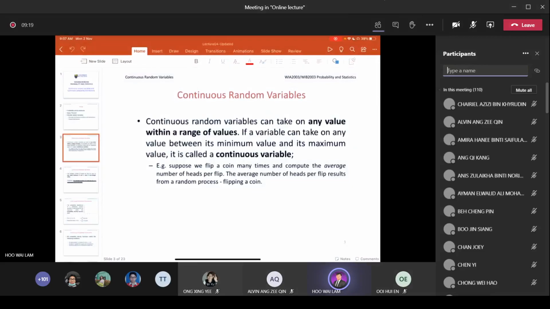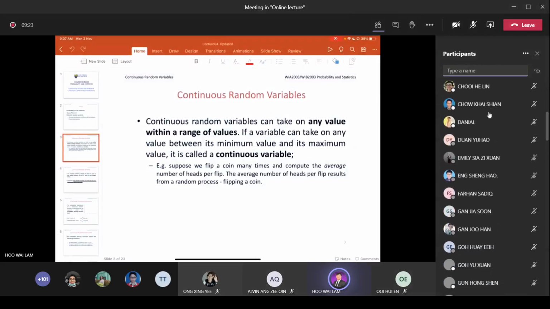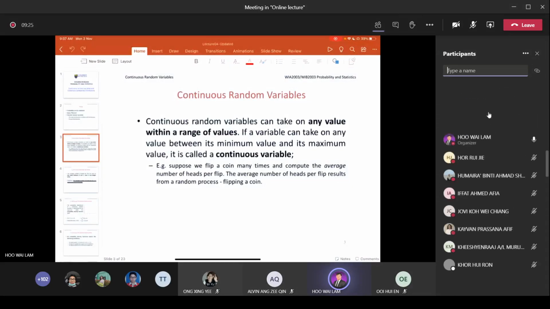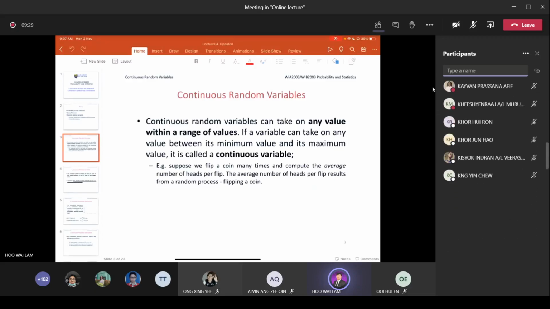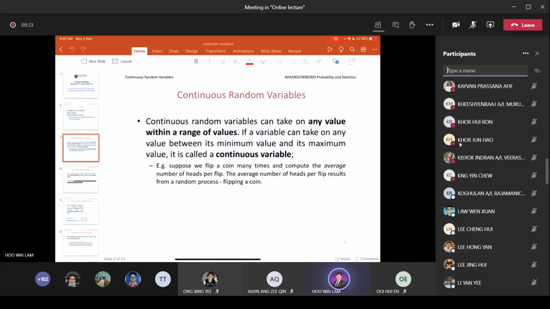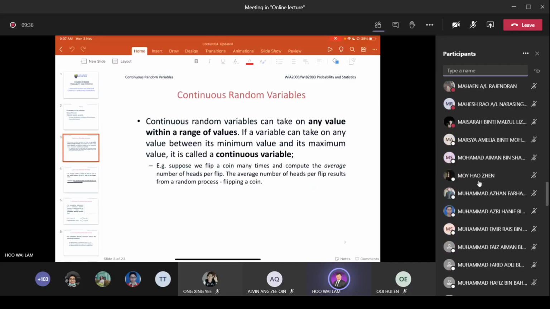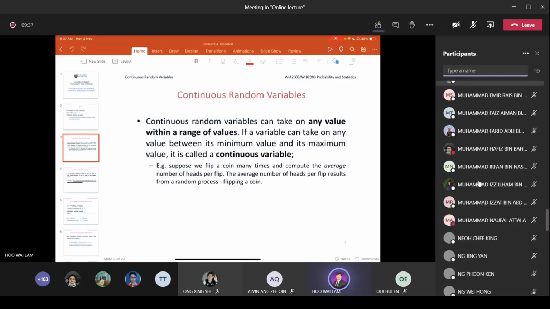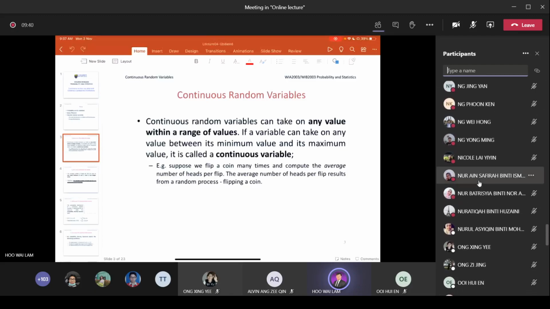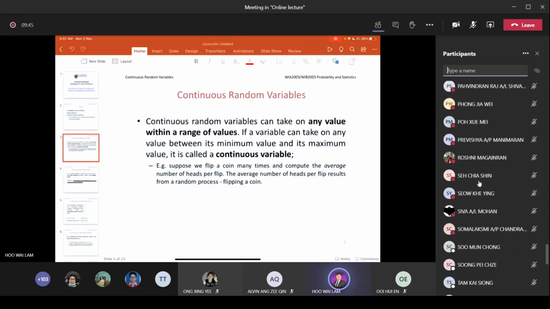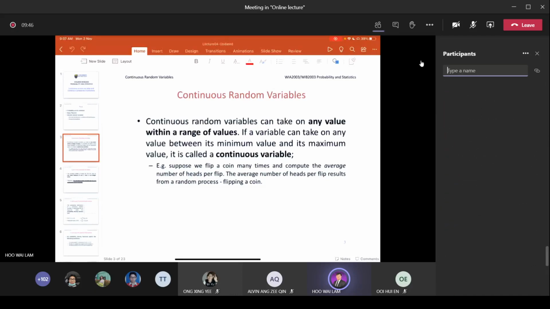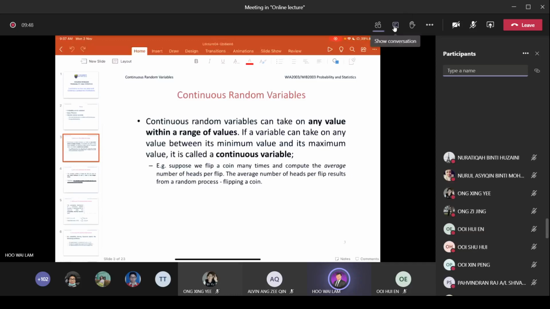All right. So if a variable can take any value between its minimum and maximum value, it's called a continuous variable. So when we flip a coin many times, for example, 10 times, and we compute the average number of heads per flip, all right? The average number of heads per flip is a result from a random process, flipping a coin. So in that case, what is the possible number for your average number of heads per flip?